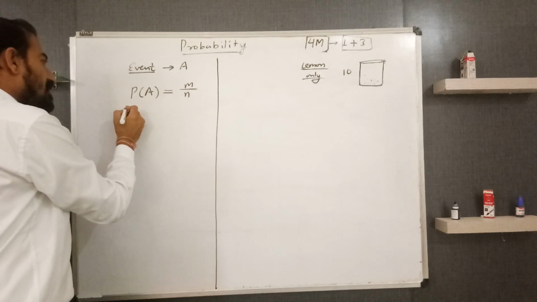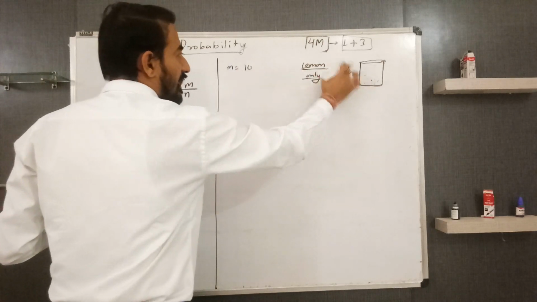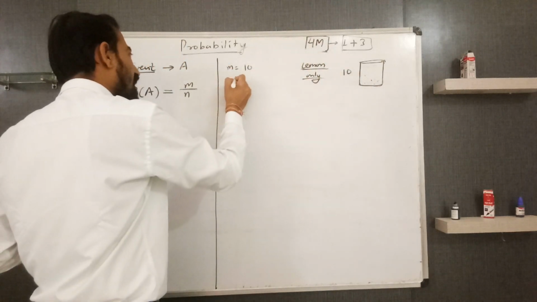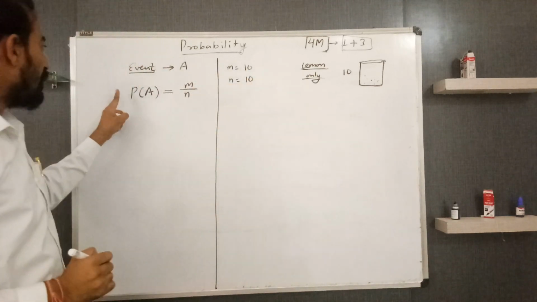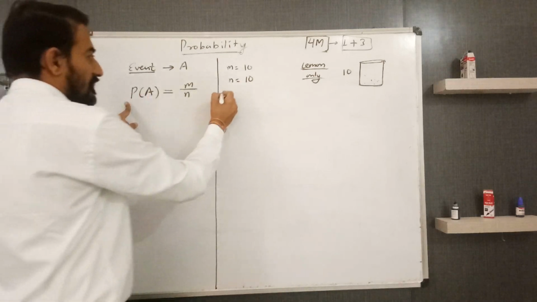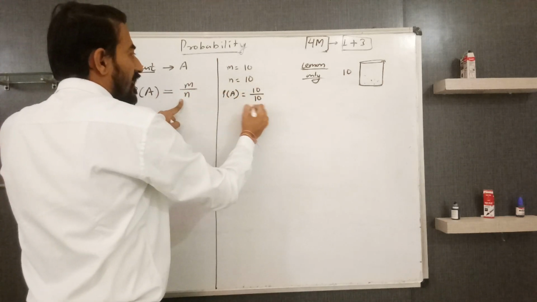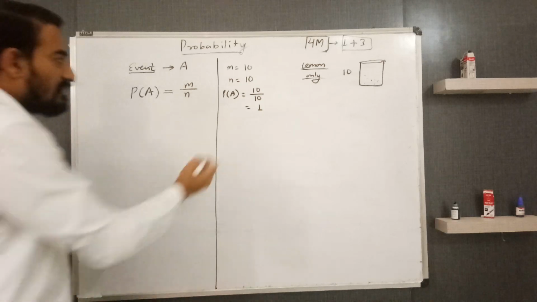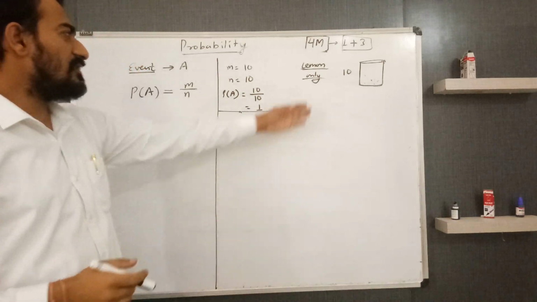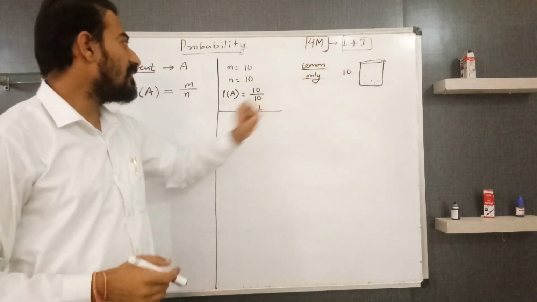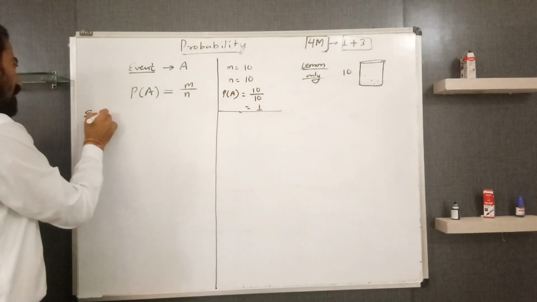So here in this case, M is 10, because we have 10 lemon flavored candies. The total number of candies is also 10. So when we find the probability, by following this formula, M by N, it is 10 by 10, so it is 1. So this type of event where the probability is 1, directly you can say it is sure that you will get a lemon flavored candy. So this type of event is known as a sure event. Just try to understand.